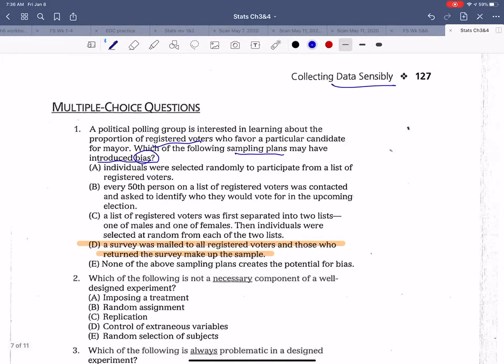If we look here, we notice that this is introducing non-response bias, right? And that was one we talked about today. All right, question number 2.